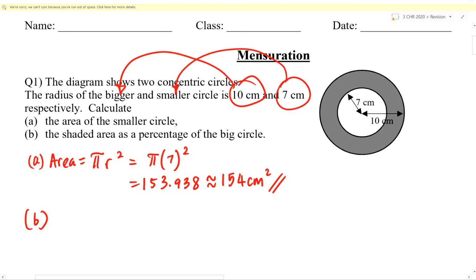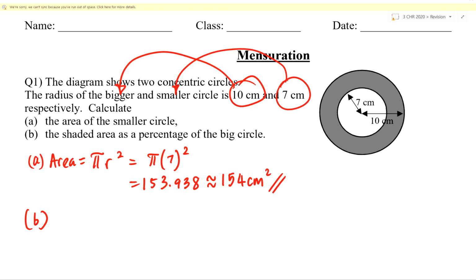Part B, find the shaded area as a percentage of the big circle. Do you understand the question? Shaded area as a percentage of the big circle. So what do we need to find over here? We need to find the shaded area. But let's say I managed to find the shaded area, then what do I have to do with it? Percentage, okay, so percentage will have a fraction. Something over something that's 100%.